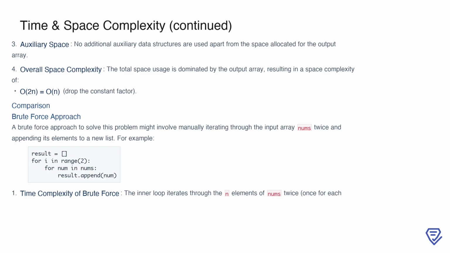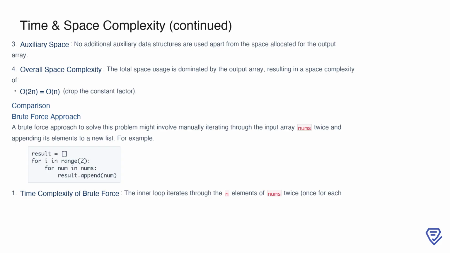Now let's break down the remaining aspects of space complexity. No auxiliary data structures are used in this solution beyond the space allocated for the output array. This means the auxiliary space usage is effectively O(1). Therefore, the total space complexity is dominated by the memory required for the output array, which is O(n).